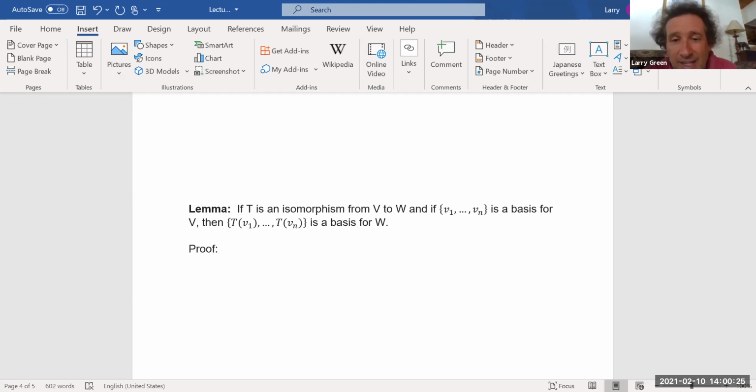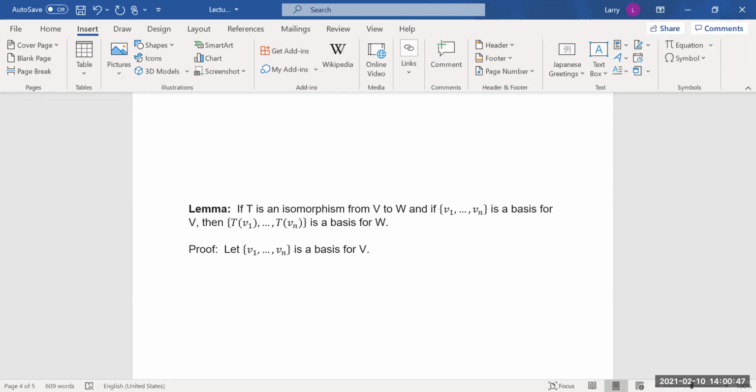So we can always say, let, and then I can copy and paste what's given. Let V1 through Vn be a basis for V. What's our goal, by the way? To show that T of V1 through T of Vn is a basis for W.